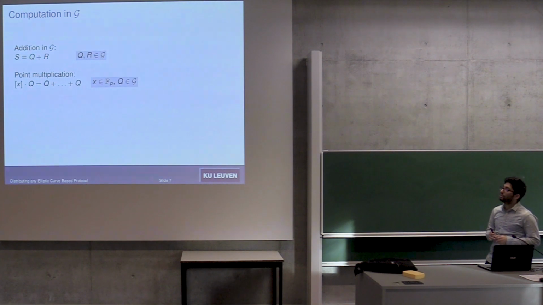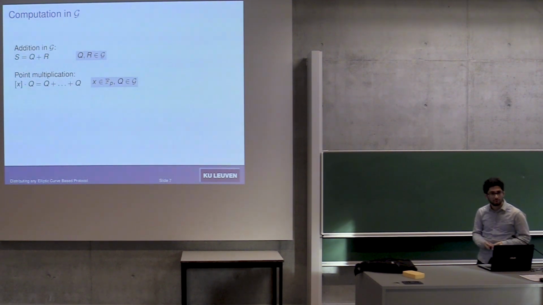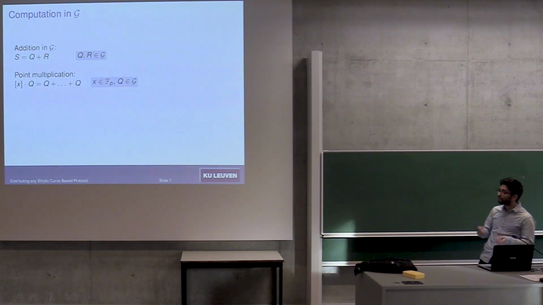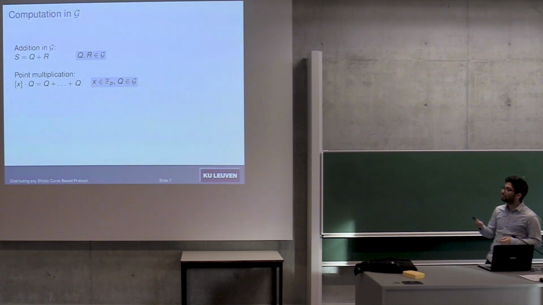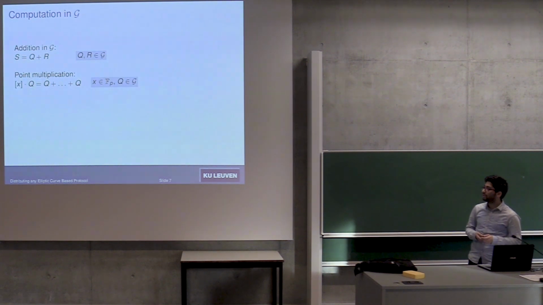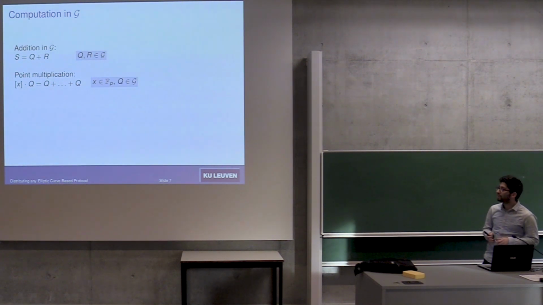And so our aim is to distribute computation over elliptic curves. So what computation do we need to do over the points? So clearly we need to do the addition as defined in the previous slide, and also we need to do what we call point multiplication, where basically you take an element x from the exponents group and multiply that point Q over the elliptic curve, and x times Q is just Q added to itself x times.